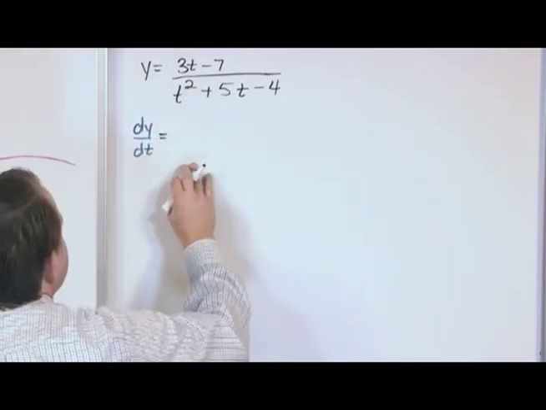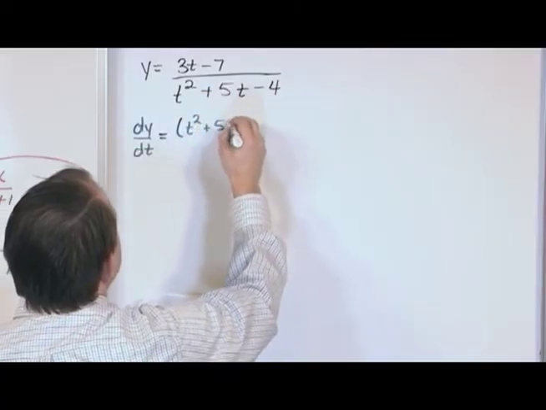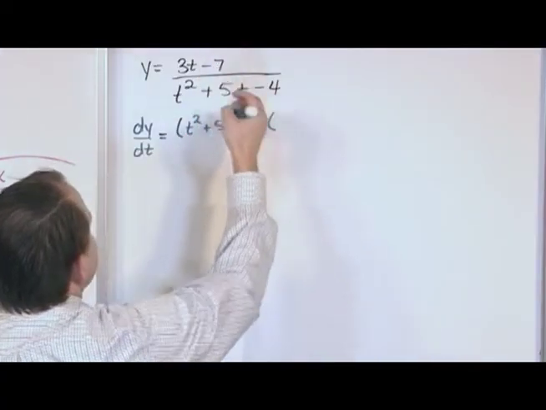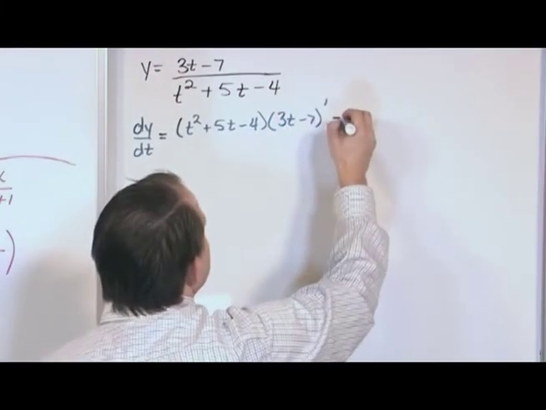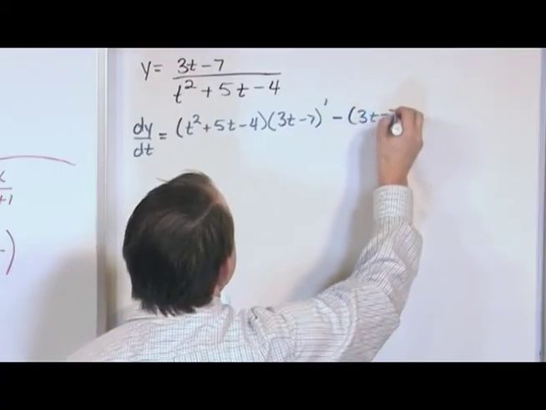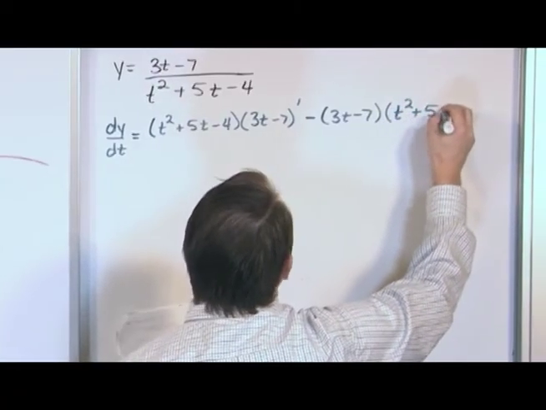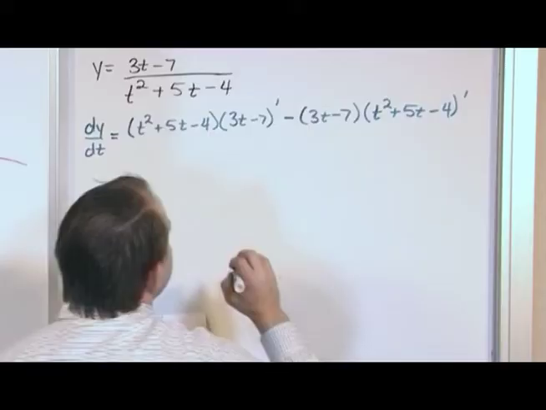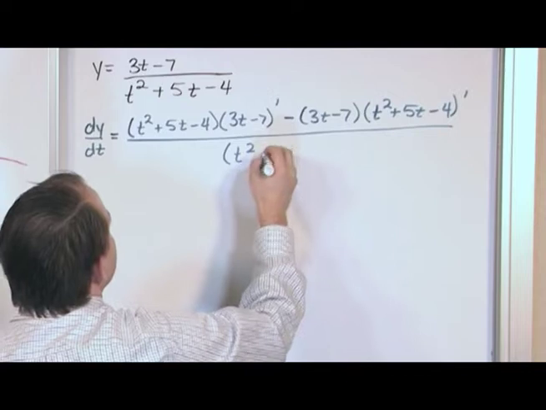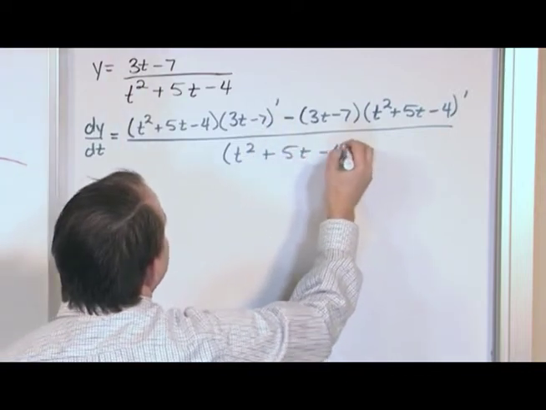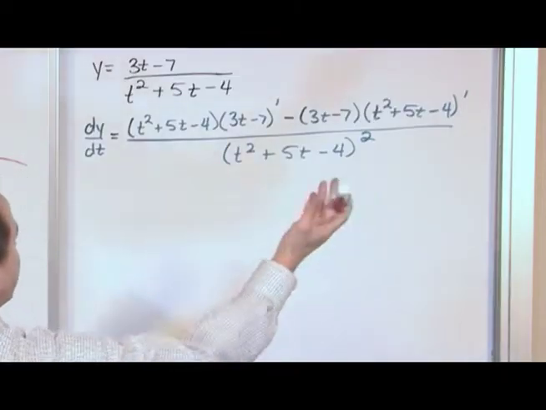So what we're going to have is the bottom guy, t squared plus 5t minus 4 times the derivative of the top, 3t minus 7. Put a derivative mark to remind me to do that. Minus the top guy, which is 3t minus 7, times the derivative of the bottom, which is t squared plus 5t minus 4. Put the derivative mark to remind me to do it later. All divided by the bottom quantity squared, t squared plus 5t minus 4, and put a square there. All right, so now I just have to take the derivatives. But these are all polynomials, so they're really easy.